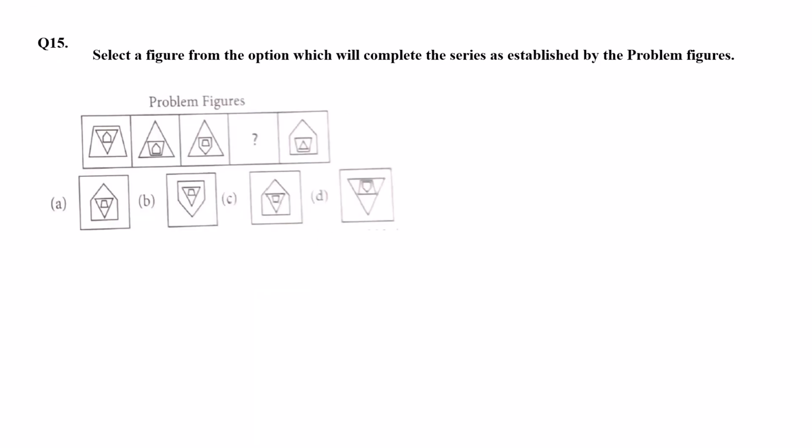Next question. Now question 15. Select a figure from the option which will complete the series as established by the problem figure. Now see the figures carefully. Now see the first and the second figure. See, first is trapezium, then is triangle. In the second one, first triangle and then trapezium. So there is a swap, isn't it, in both the shapes, which is in the first and second place. There is not only the swap, but they are changing the orientation also, isn't it?